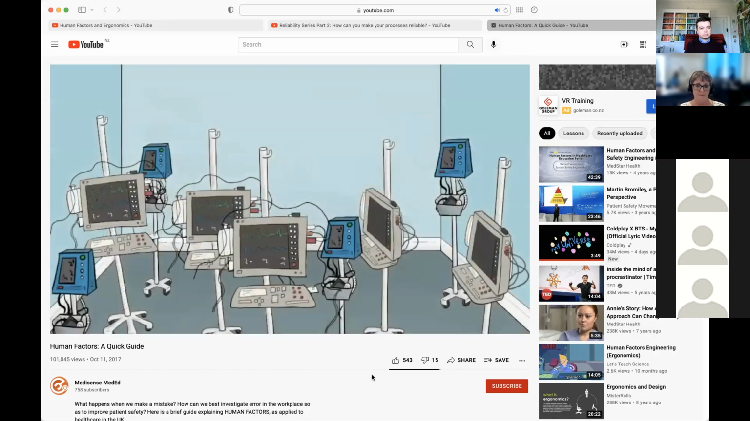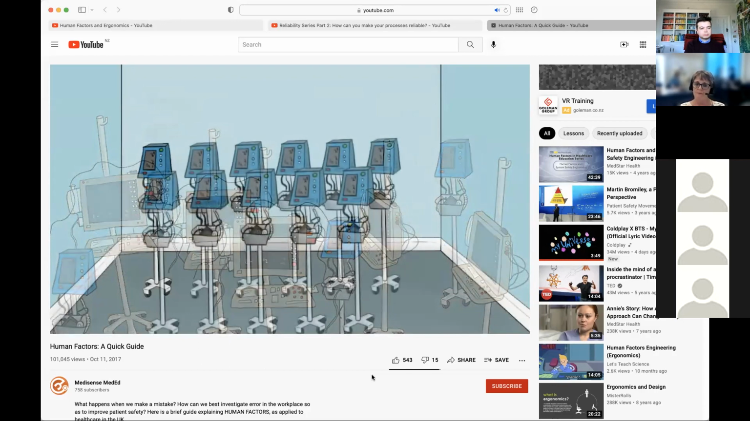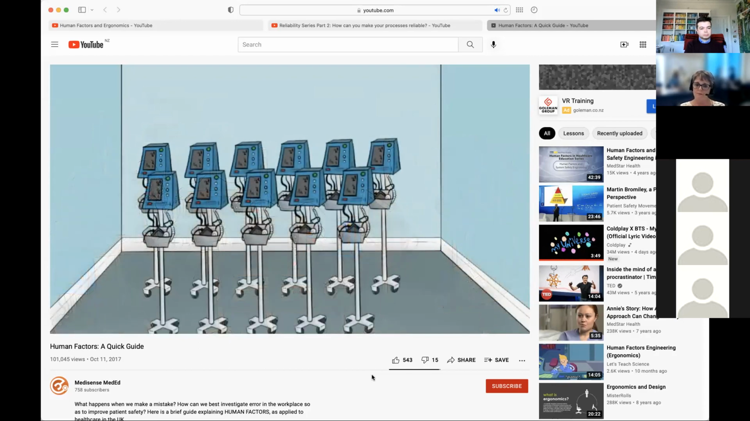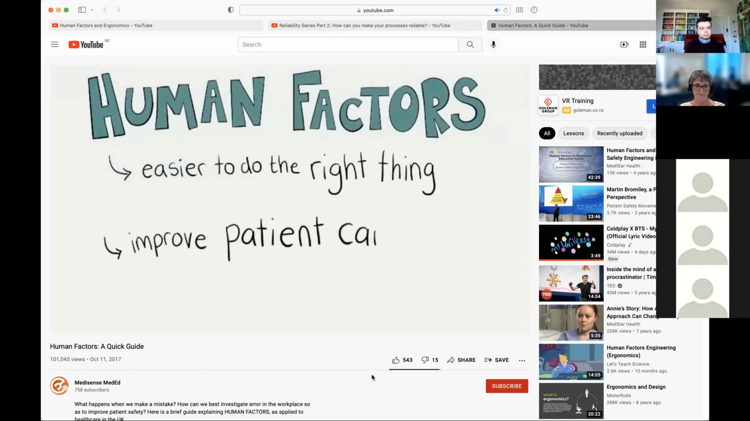If we do this, then we can design the workplace so it is easier to do the right thing. This makes our jobs easier and reduces the chance of mistakes occurring and causing harm to patients. Applying a human factors approach to the delivery of healthcare makes it easier to do the right thing and can improve the quality of care that patients receive.